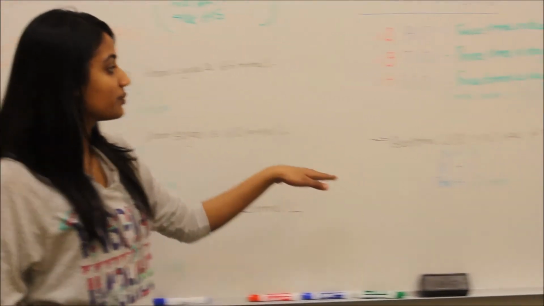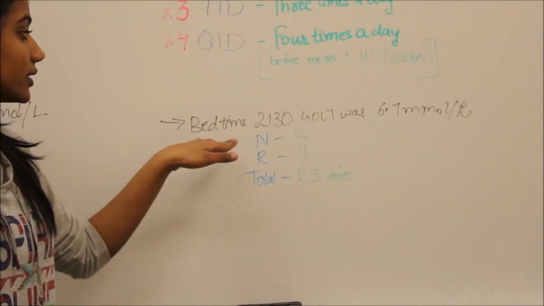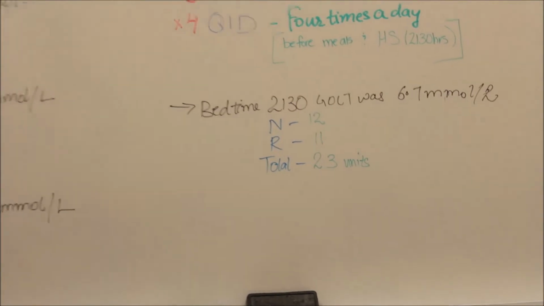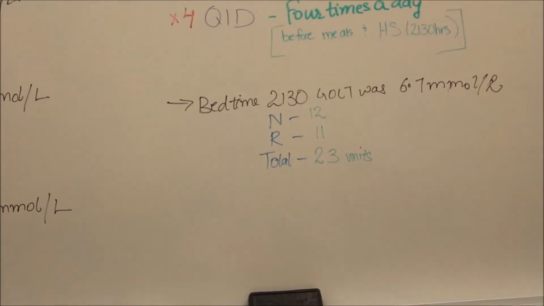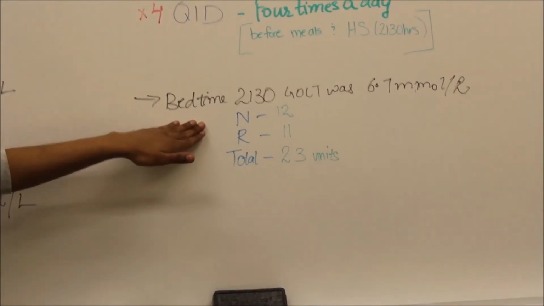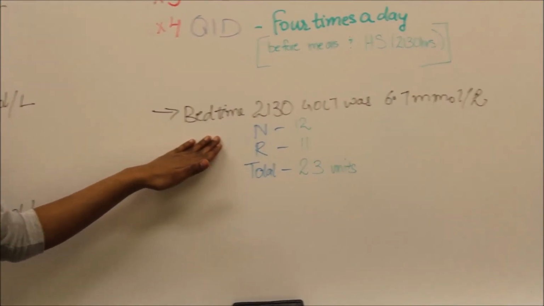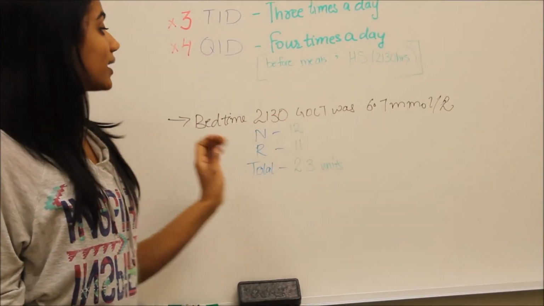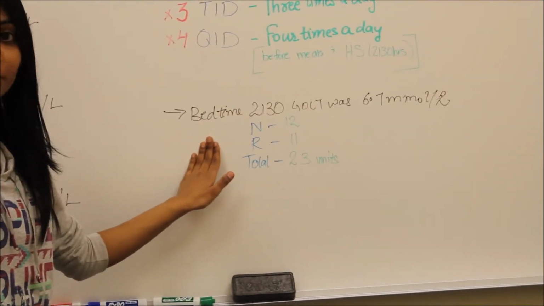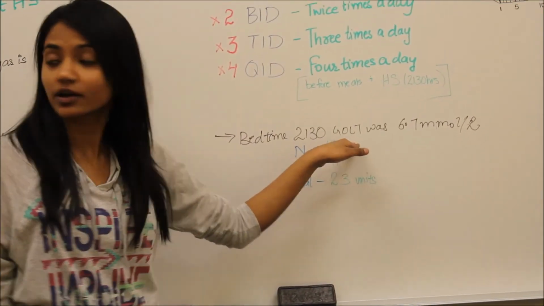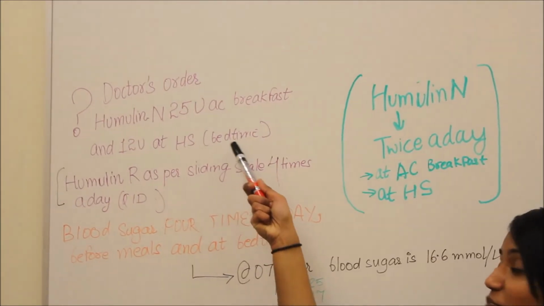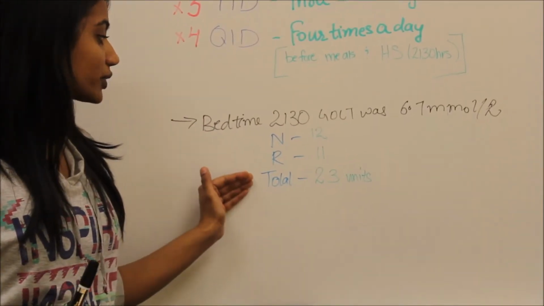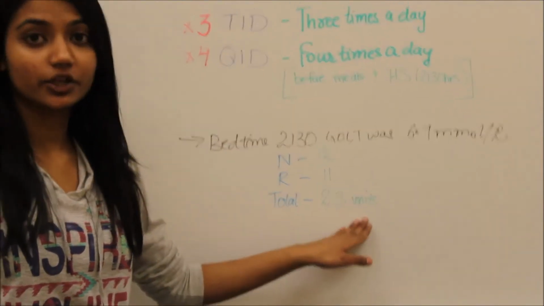Now the time is bedtime, 21:30. Usually we as nurses and students are confused about the bedtime. The bedtime is not 17:30, that's dinner time. We need to focus that 21:30 is considered the bedtime for a patient. At 21:30, the blood glucose level was 6.7. At this point, as per doctor's order, I will give Humulin N to my patient, which is 12 units at bedtime. And the Humulin R as per sliding scale will be 11 units. So we are giving a total combination of Humulin N and R of 23 units.